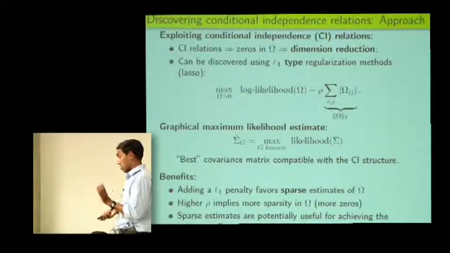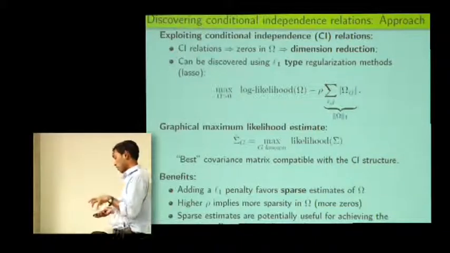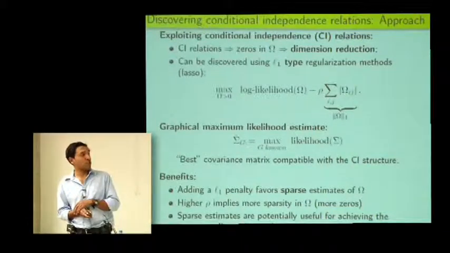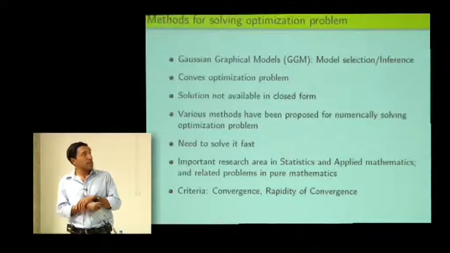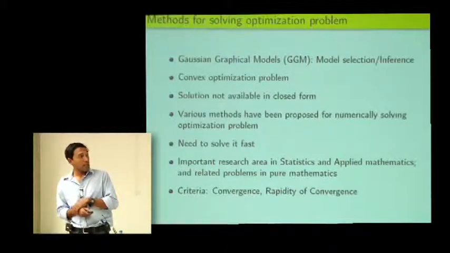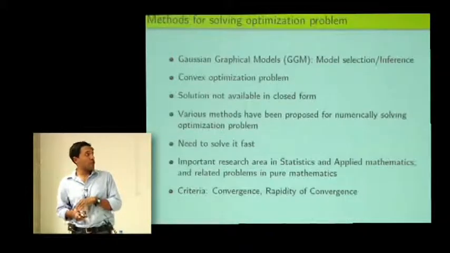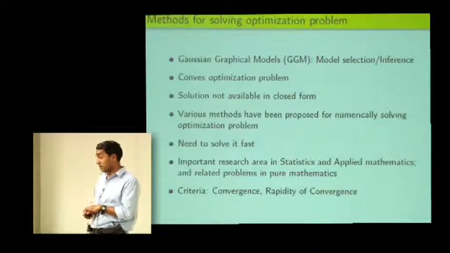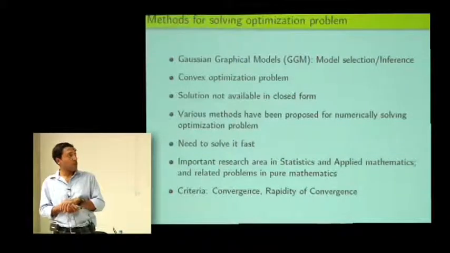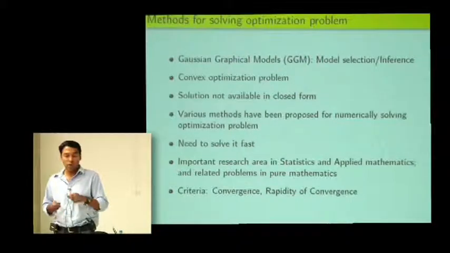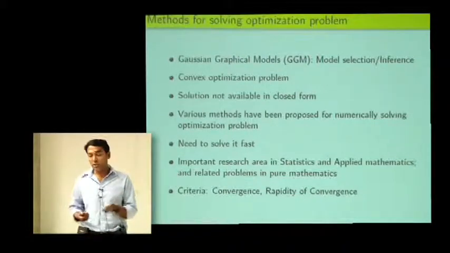So we're really considering a different version of the problem, which allows us to exploit structure. These are called Gaussian graphical models. Solving this problem is a convex optimization problem, and the solution is not available in closed form. Various methods have been proposed for numerically solving the optimization problem. So we need to solve it very fast. Why do we need to solve it very fast?